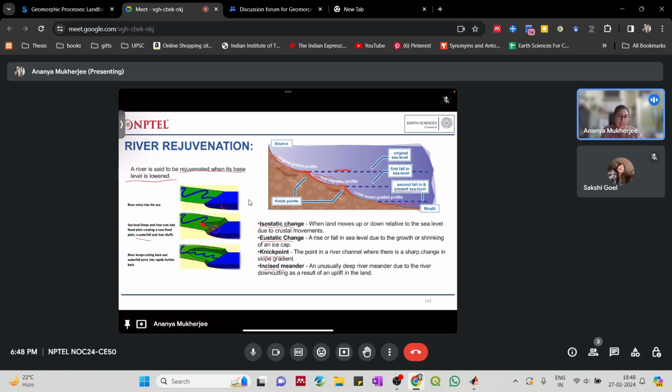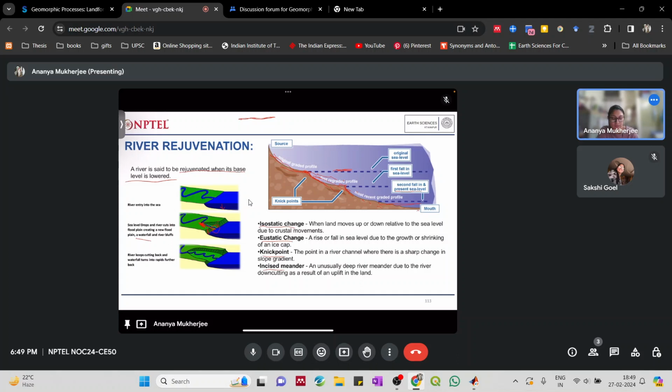Then you have the nick point, as I said, the point where there is a sharp change in the slope gradient in the river channel itself, and this is usually due to areas where the sea level drops. From the previous sea level, the point where the slope is changing would be your nick point. And incised meander is when the river is down cutting.